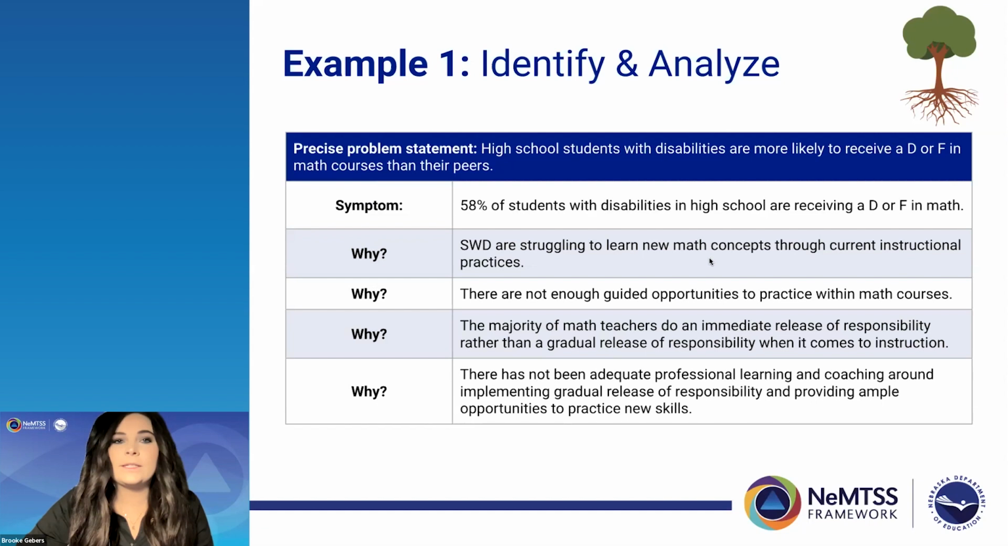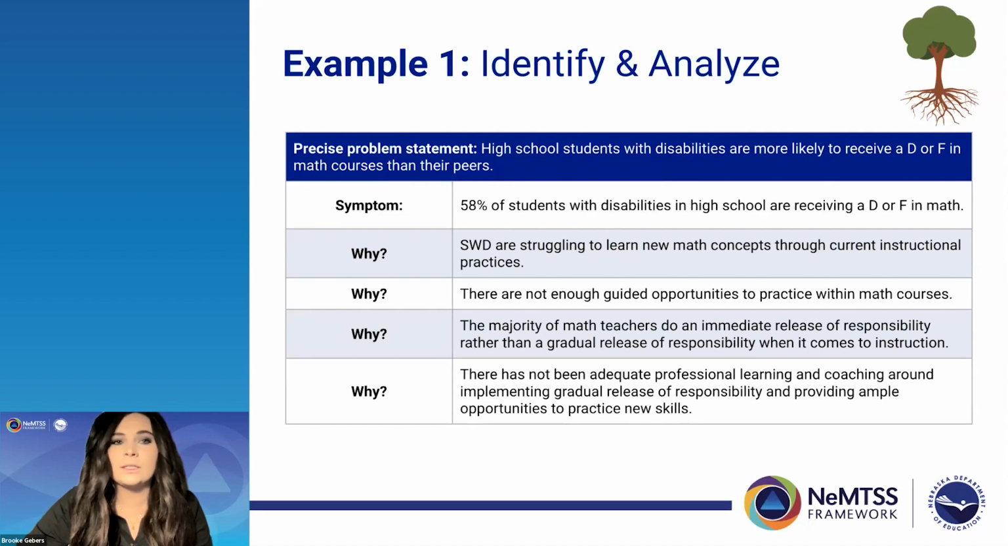So in this scenario, a 7-12 math department team or math collaborative team identified that high school students with disabilities are more likely to receive a D or F in math courses than their peers. The symptom on the surface was that 58% of students with disabilities in the secondary building were receiving a D or F in math.